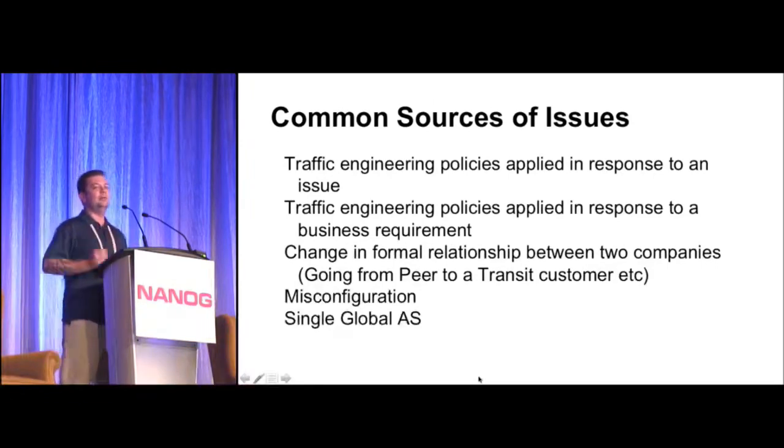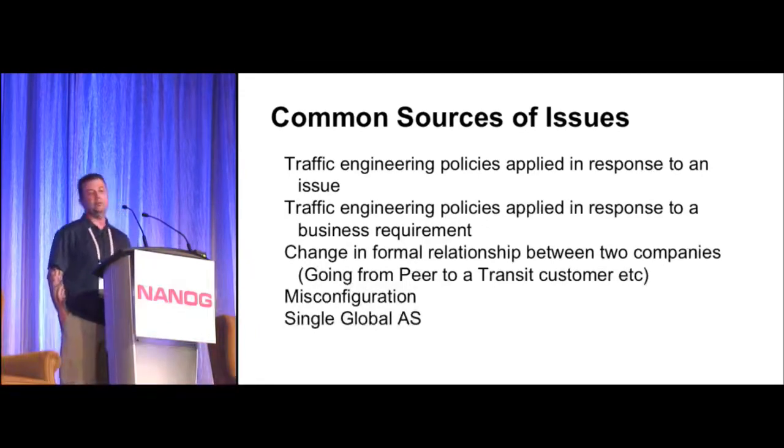The second one is traffic engineering policies applied in response to a business requirement, and this is one that's a little bit trickier. We'll talk about it a little bit more. This essentially is where you start getting into the settlement-free interconnect agreements or the peering agreements, and you start talking about links being out of ratio, or you have companies fighting over those settlement-free interconnects, either by not shifting traffic off and leaving it congested, or shifting it off completely in order to get back into ratio, not be in violation, and that sort of thing.